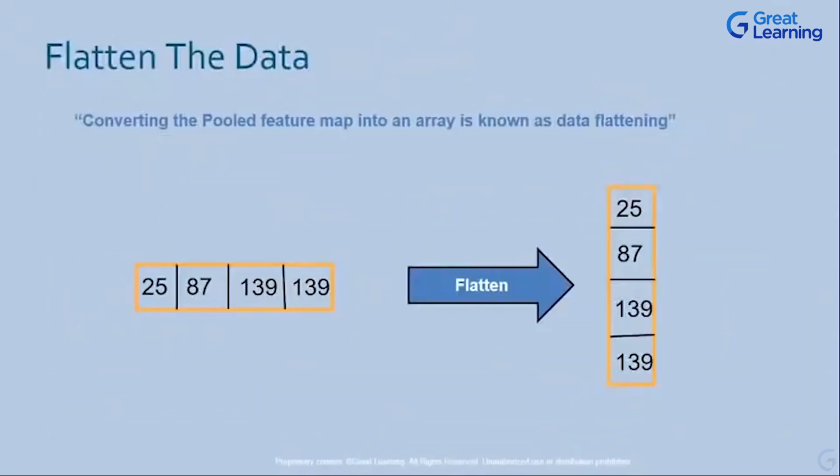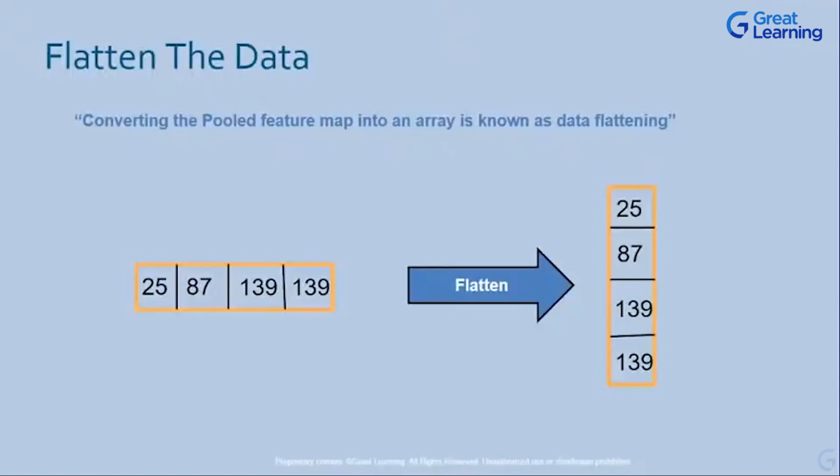Now we will have a look at flattening the data. This data can be 2D data or 3D data. But what is flattening the data? Converting the pooled feature map into an array is known as data flattening. Let me give you a proper example. I have 2D data, but when you want to use a CNN algorithm, it will not take any 2D or 3D data. It will only take a 1D array. So flattening is basically done to convert your data to 1D. This is how we use flattening of data.